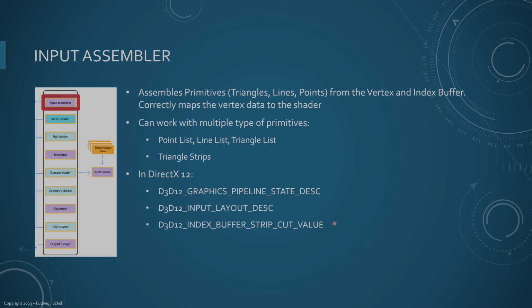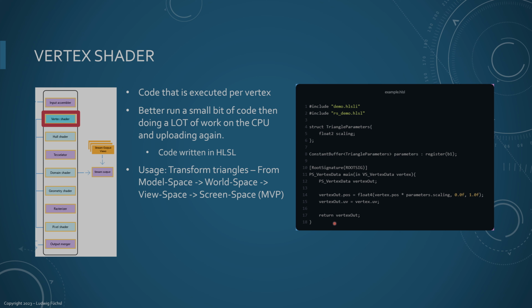Now, after the input assembler has assembled the input, so actually has assembled triangles that are composed of vertices, the vertices are passed to the so-called vertex shader. The vertex shader, as the name says, shades vertices. And shading in this case, I told you that it's an application that's running on a GPU. So it is actually some code that is executed on a per-vertex basis. So every vertex that the input assembler assembles is passed to the vertex shader.